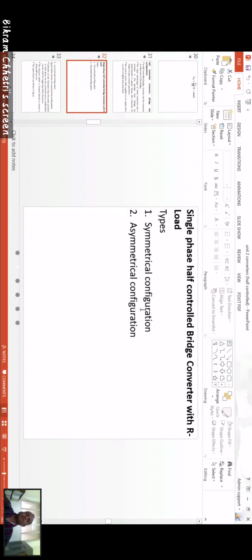And these are the two different types of controlled bridge converter with R load. We are just taking typical cases, but in practical cases we do not have a pure resistive load, you know this. So there are two different types of configurations in single phase half control bridge converters with R load: symmetrical configuration and asymmetrical configuration.